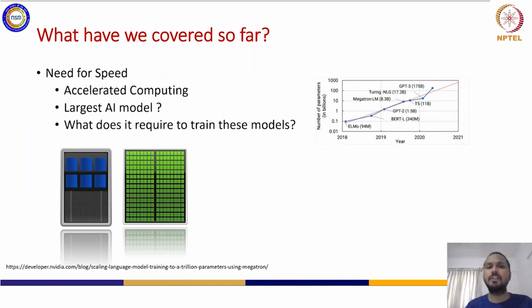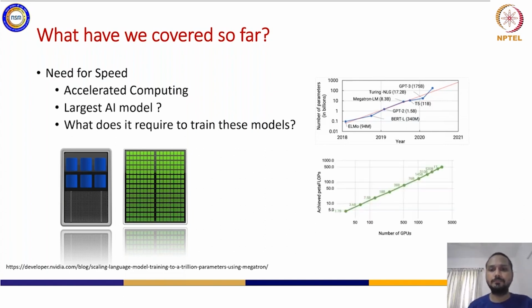It requires a large amount of computation. Even a system like a GPU actually cannot solve it alone. Let's take an example from the point of view of the amount of computation which is required to train these models.